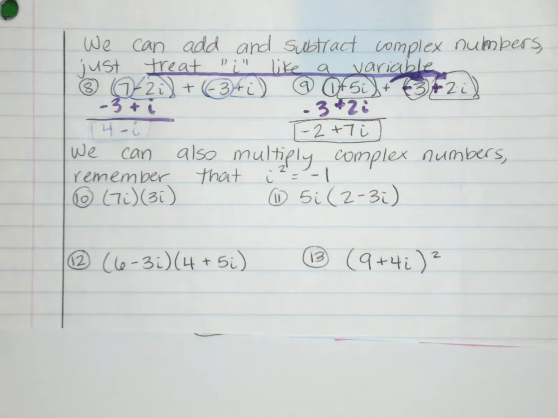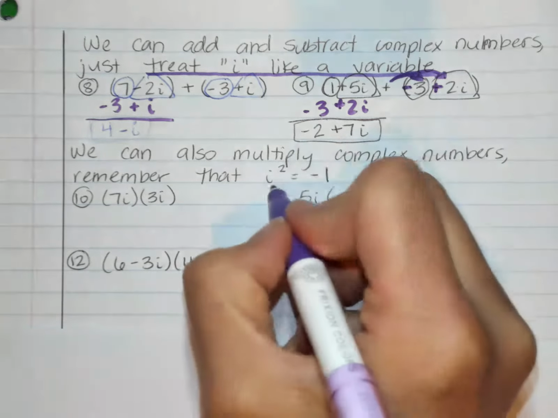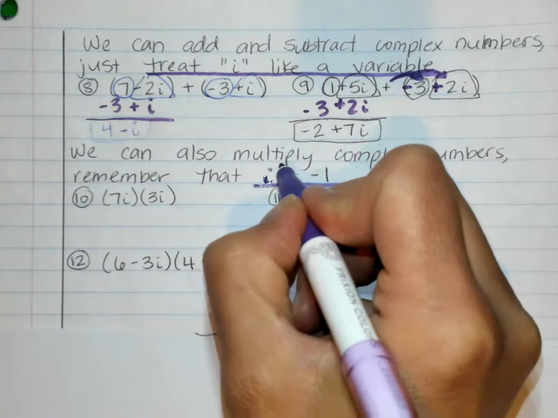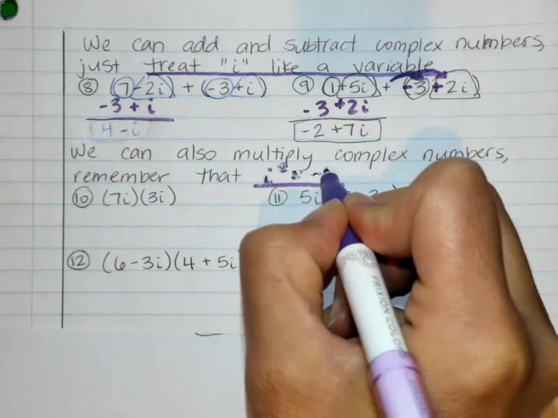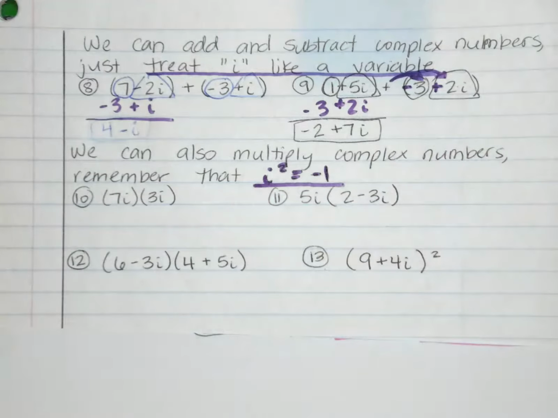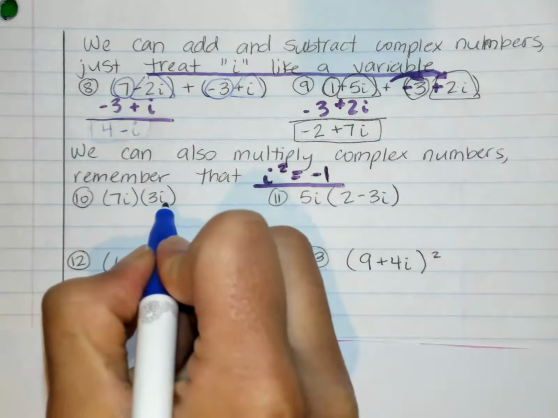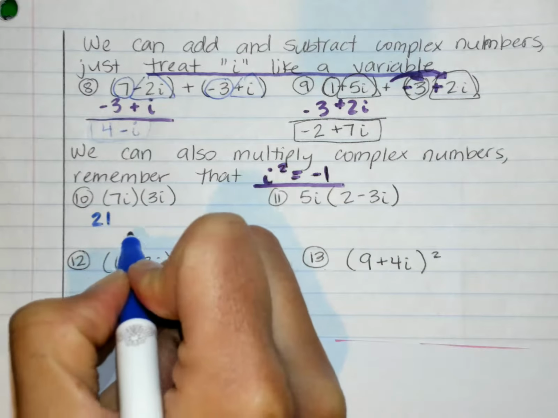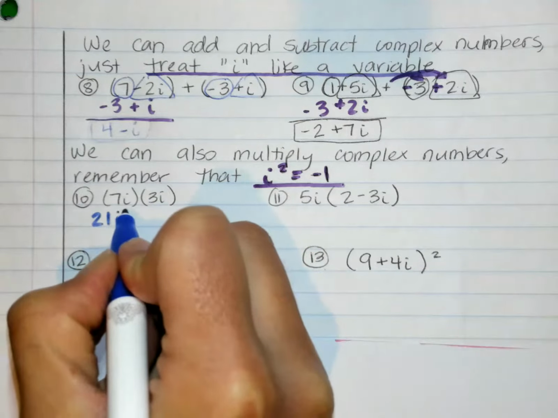This is going to be multiplying complex numbers. And remember that I squared equals negative 1, so we might have to simplify that. So remember, I to the second power equals negative 1. All right, so again, remember to treat the I like a variable. So on the first example, number 10, it is 7i times 3i. So you multiply the 7 times the 3 and get 21. And then I times I is I squared.